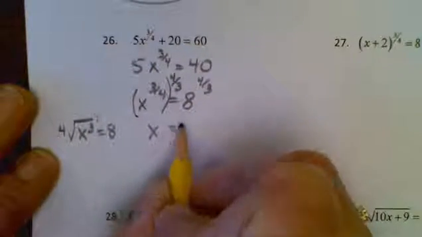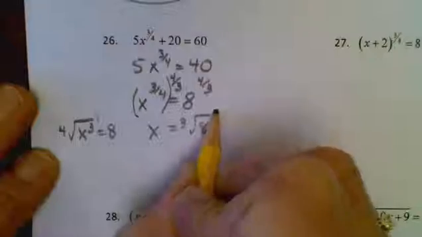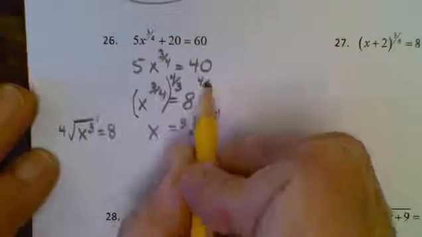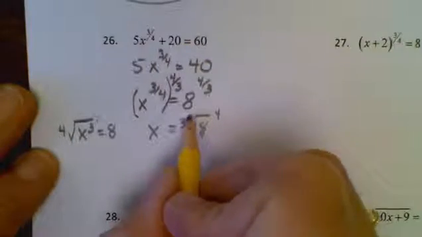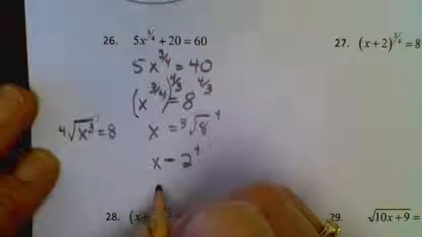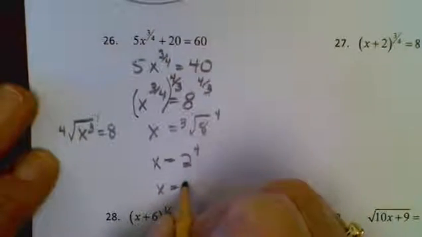Here I have to think of this as the cubed root of 8 to the 4th power. Again, we're just putting that into radical form. Cubed root of 8 to the 4th. Cubed root of 8 is 2. It's easier if you do that first. So 2 to the 4th power is, what, 16.